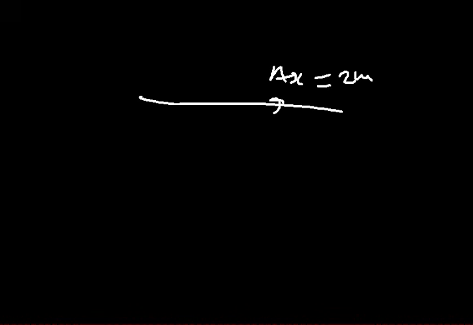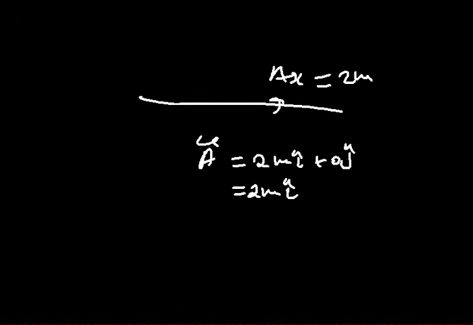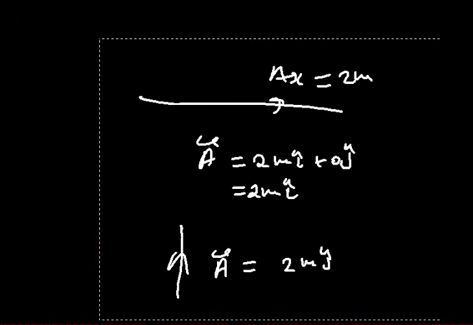For instance, if we have a vector A along the x-axis given as 2 meters, in unit vector notation we have vector A being given as 2 meters i hat plus 0 j hat, which is the same as 2 meters i hat. And likewise, if it is on the y-axis, we'll have vector A being given as a positive 2 meters j hat, since the x component is 0.